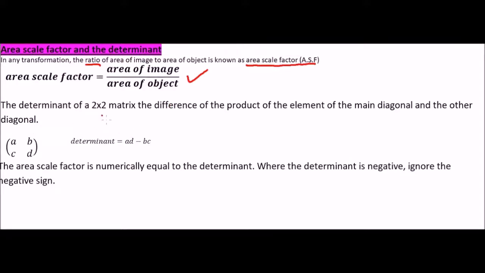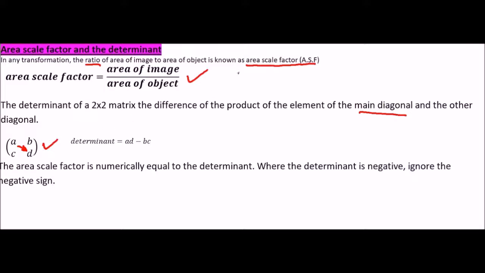The determinant of a matrix is the difference of the product of the elements of the main diagonal and the other diagonal. That is, if we are given the matrix A, B, C, and D, determinant is the product of AD, that is the main diagonal, minus the product of the elements of the other diagonal. So that is the other diagonal. So that is how we calculate the determinant.